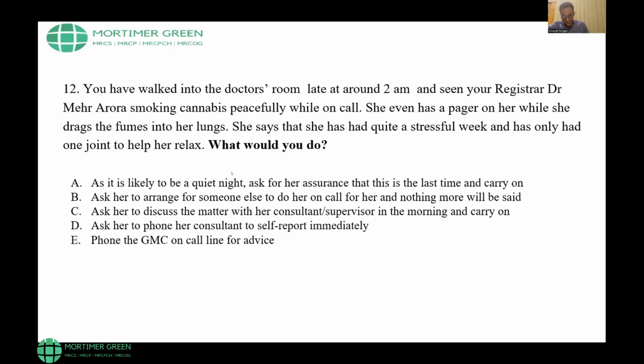Okay, so let's see. A, as it's a quiet night, ask for assurance that this is the last time and carry on. This is what I think I would do if I was in my workplace in India. B, ask her to arrange for someone else to do her on-call for her and nothing more will be said. Absolutely not. You are concealing information. C, ask her to discuss the matter with her consultant or supervisor in the morning. But from 2 to 8, who will cover the duty? She is under the influence of cannabis. D, ask her to phone the consultant to self-report immediately. Now that to me appears to be very logical. The consultant is the person who's going to be involved.